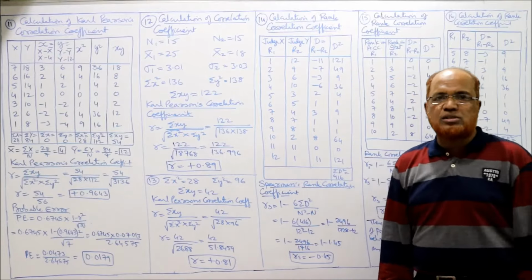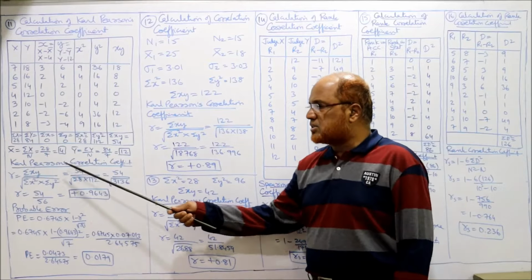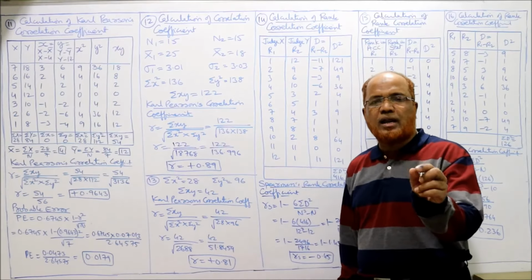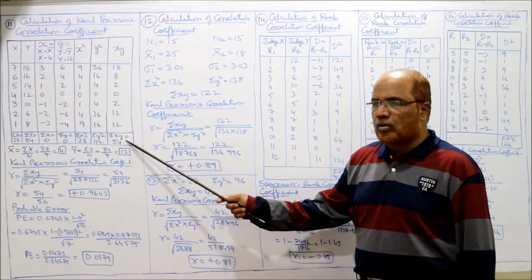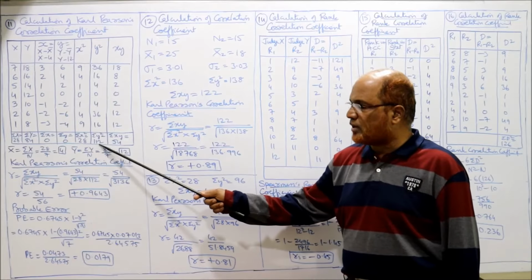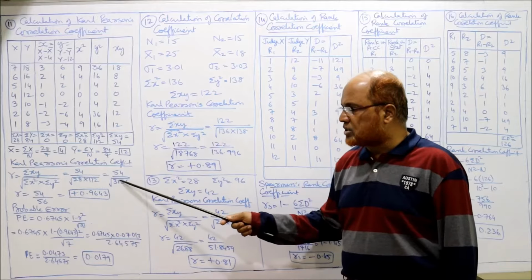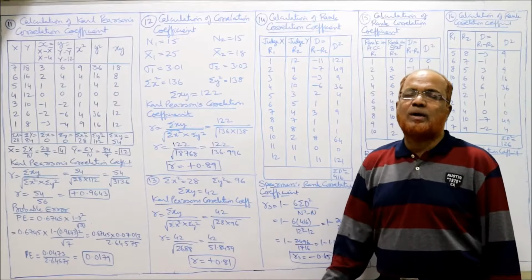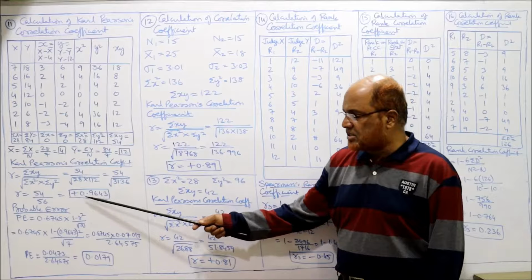We got all the values, so we simply substitute them in the formula to get Karl Pearson's coefficient. Karl Pearson's correlation coefficient, small formula: summation xy divided by the square root of summation x square into summation y square. Summation xy is 54, summation x square is 28, summation y square is 112. So 54 divided by the square root of 28 into 112. So 54 by 56, you will get plus 0.9643. One answer we got: Karl Pearson's correlation coefficient is 0.9643.